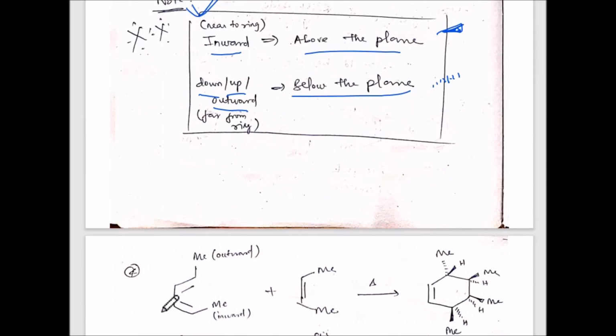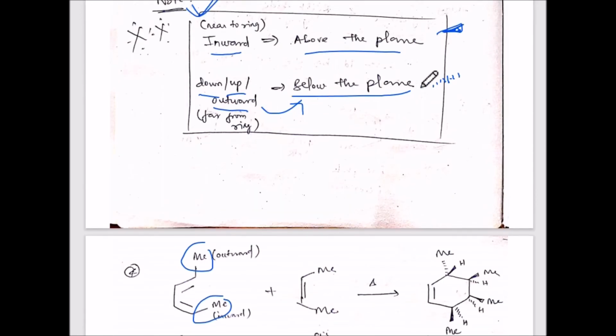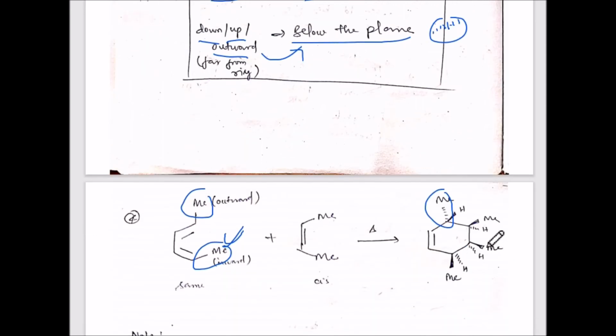Let's correlate it with this, and you see you have the diene here and the dienophile. You see this methyl is inward and this methyl is outward. So what you have to do, inward means put above the plane, outward means put below the plane. This methyl is outward, outward means below the plane, so you have to represent it like this. And this methyl is inward, inward means you have to put it above the plane. So here you have this methyl above the plane, it is drawn like that.